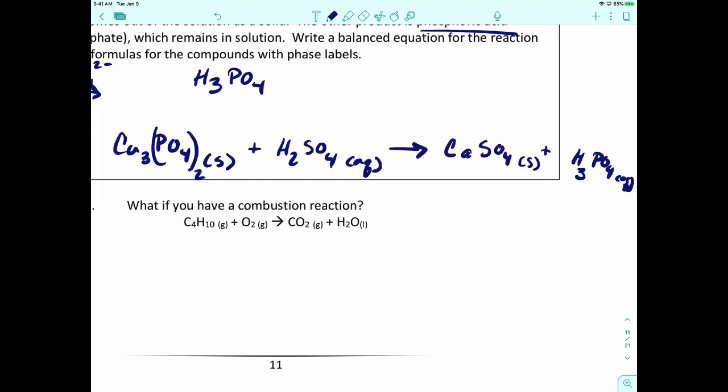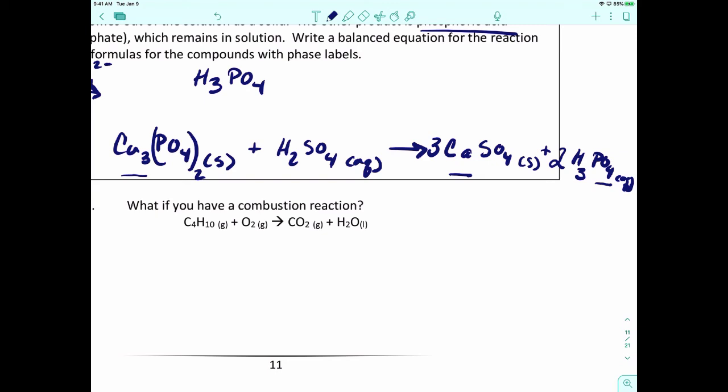So let's take a look at this. Usually what I do is start from left to right. So you've got 3 calciums on the left, and 1 on the right. So I need to put a 3 in front of calcium sulfate so that the calciums are balanced. You have 2 phosphates on the left. You've got 1 phosphate on the right. So to balance that, I need to put a 2 in front of phosphoric acid.